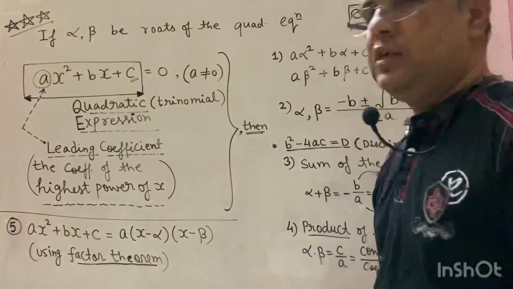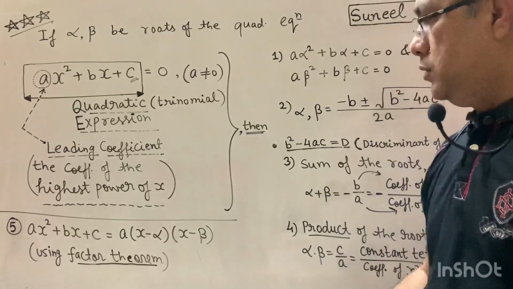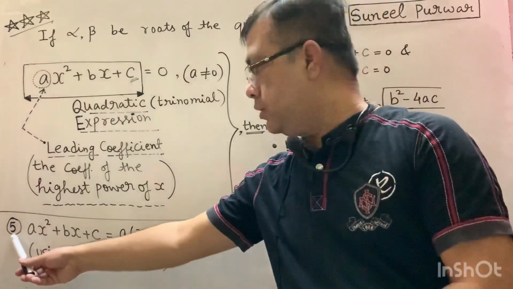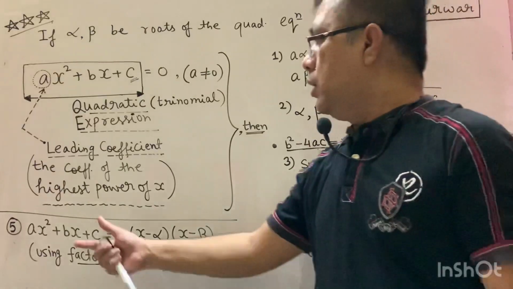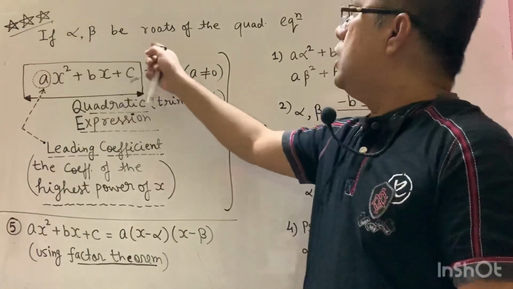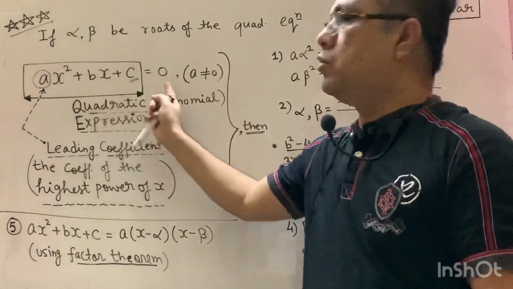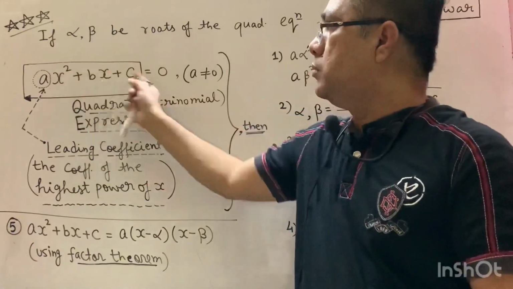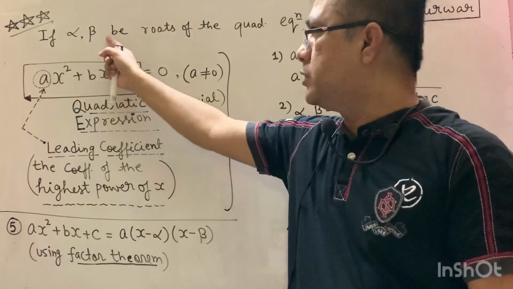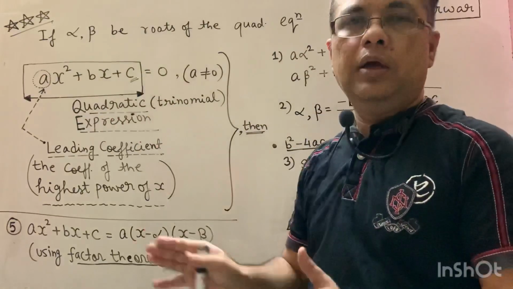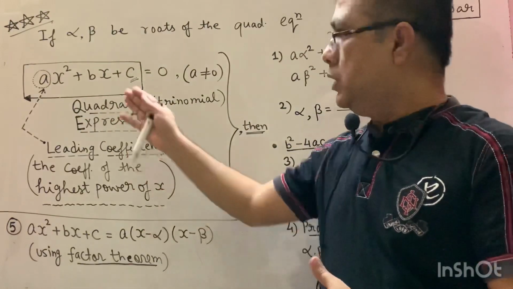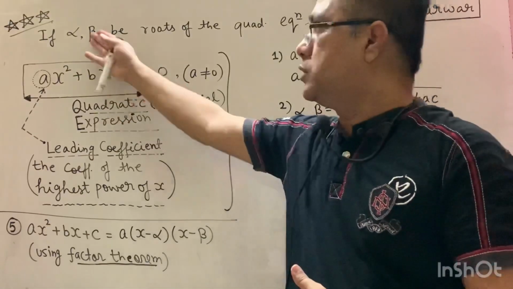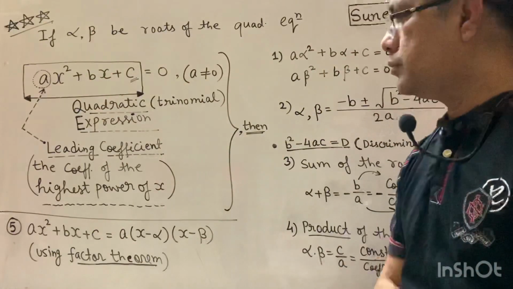And the last but not the least, equally important concept is, if alpha, beta are the roots of this quadratic equation in x, that means on putting x equal to alpha, you get 0. On putting x equal to beta, you get 0. The meaning of roots is that the LHS will be equal to the RHS on putting the roots.